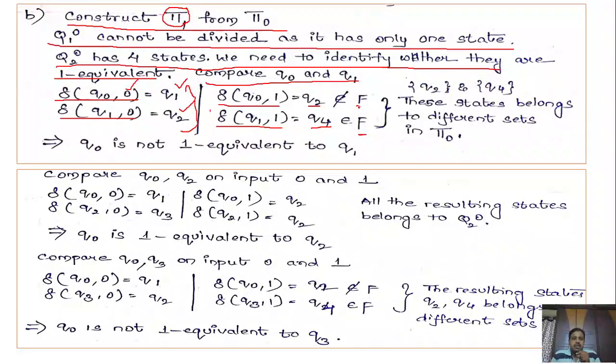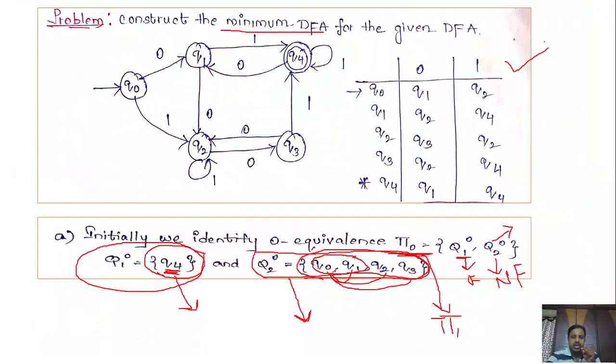So what will happen? q0 is not one equivalent to q1, so q0 will not be present in the q1 set. That is the meaning. So q0 and q1 we cannot merge. Then what we have to do is compare q0 and q2 on input 0 and 1. So next we are comparing q0 with q2.